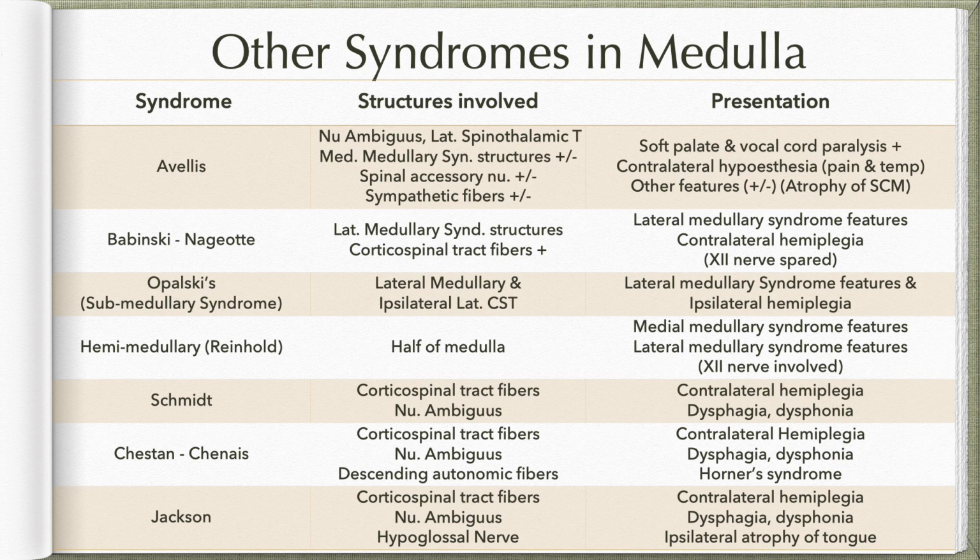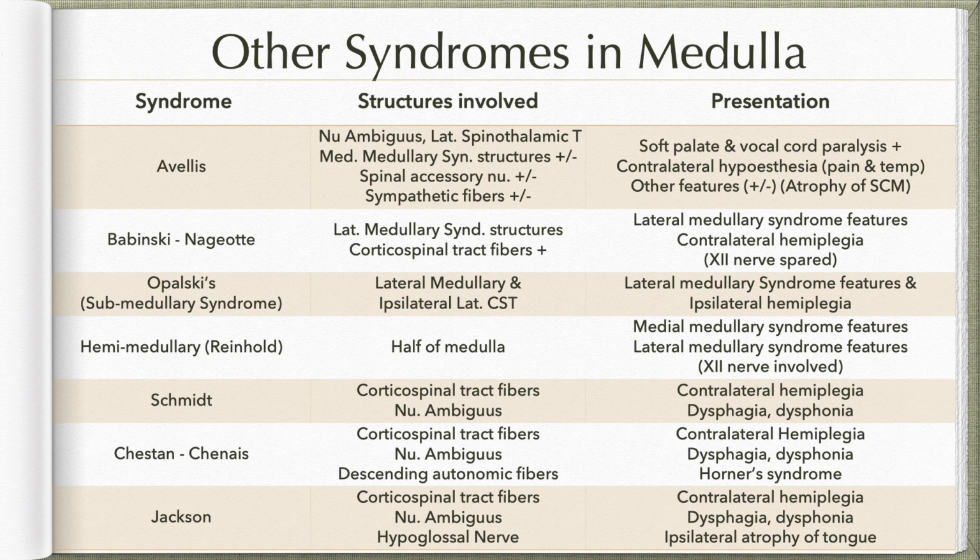Now apart from lateral and medial medullary syndrome, we have another set of syndromes in the medulla. We have Avellis syndrome, which includes nucleus ambiguus and lateral spinothalamic tract. So the patient will always have soft palate and vocal cord paralysis, aphonia or dysphonia, and dysarthria. And because of lateral spinothalamic tract involvement, the patient will also have contralateral hemihypesthesia, which includes the pain and temperature sensation being lost.